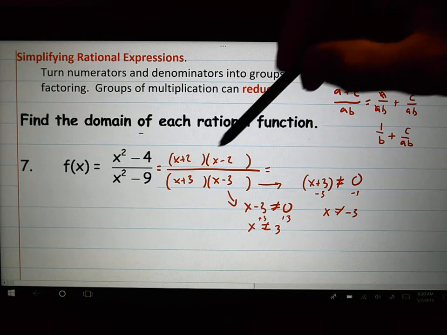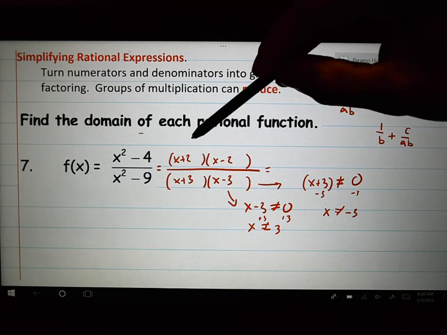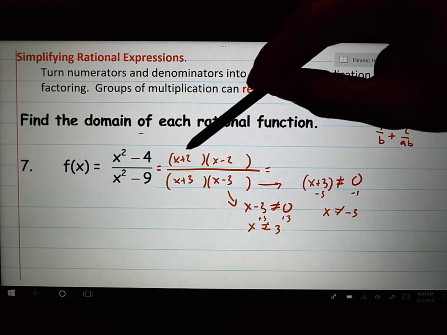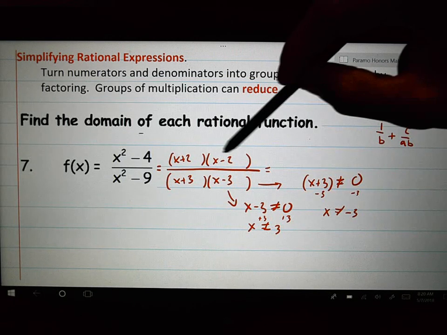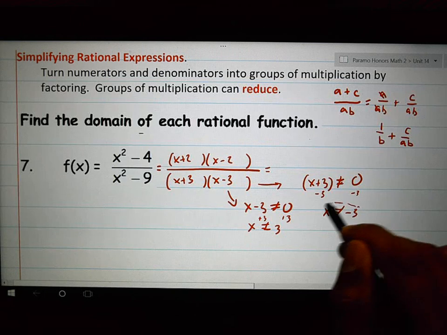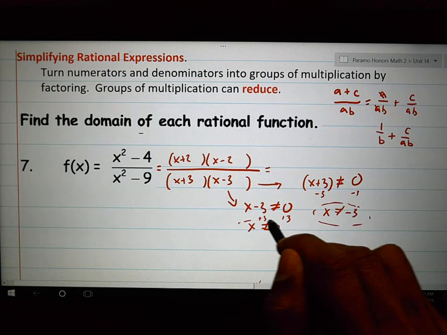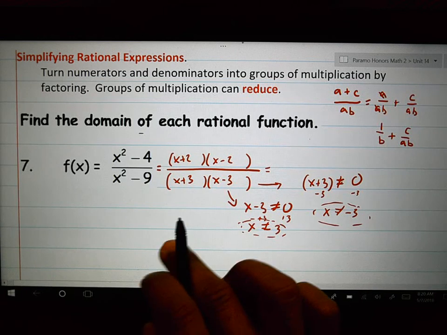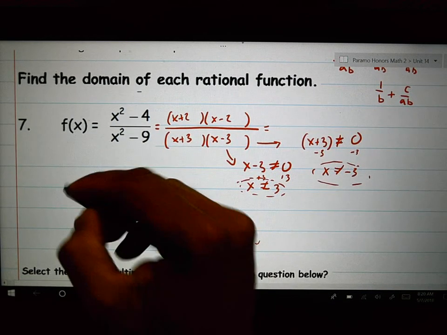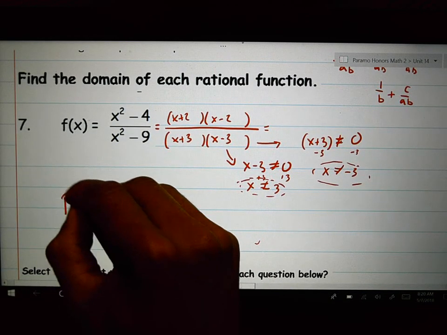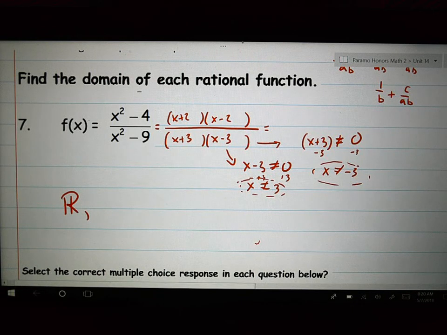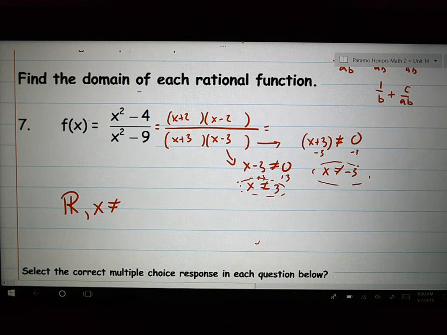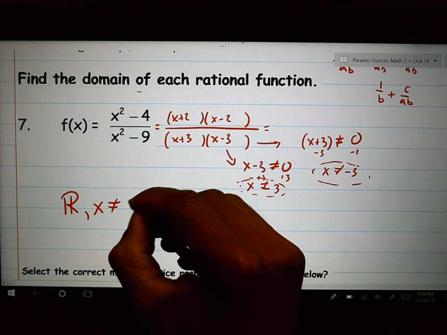It doesn't matter about the numerator. You're not dividing by 0 with the numerator being 3 or 2 or negative 2. It doesn't matter. But the denominator, we have 2 exceptions. These are the only places where we would divide by 0. So if I'm asked to find the domain, which I am, my answer is this. It's all real numbers, except x cannot equal 2 values. It cannot equal plus or minus 3.